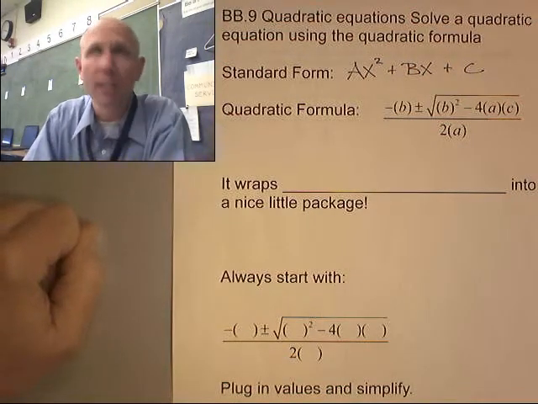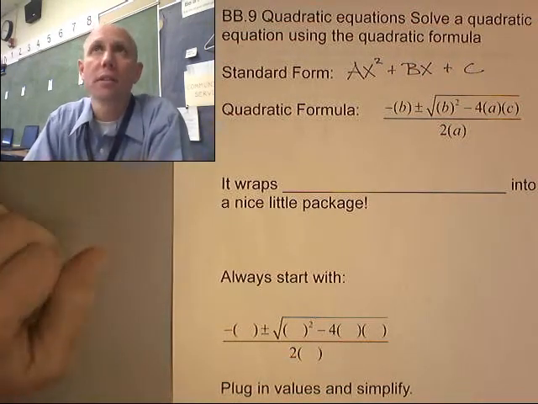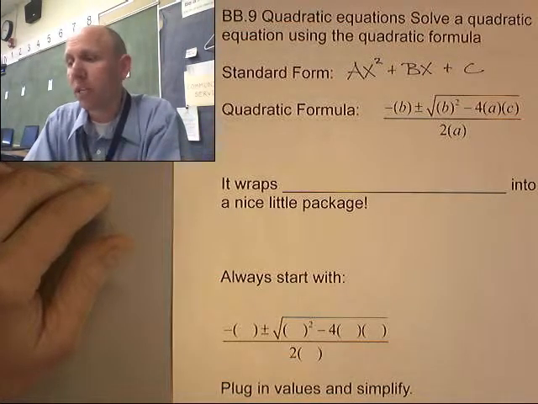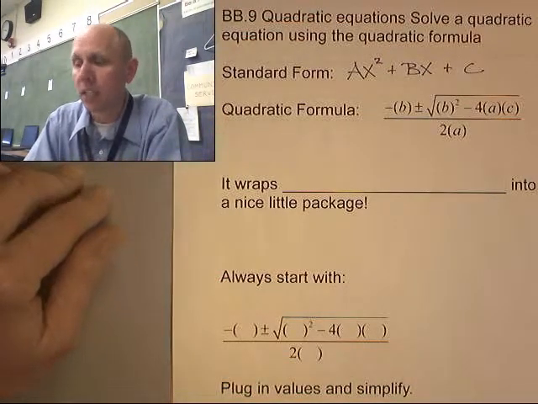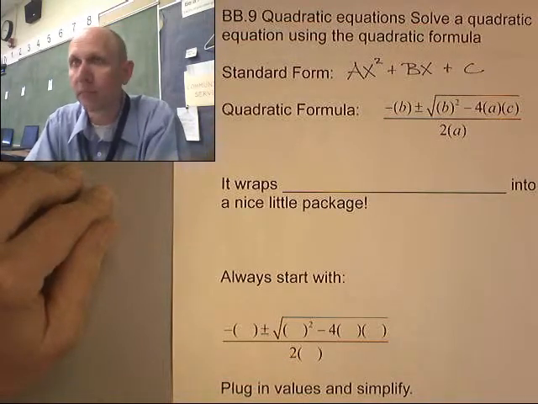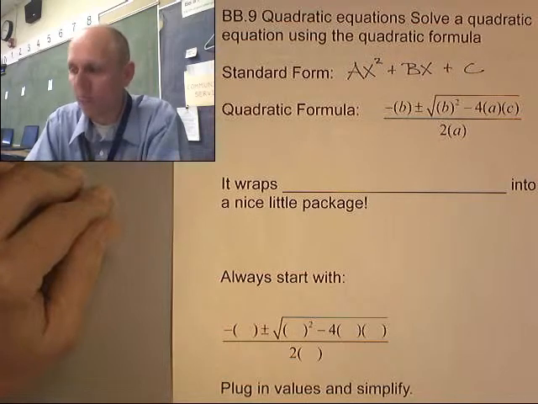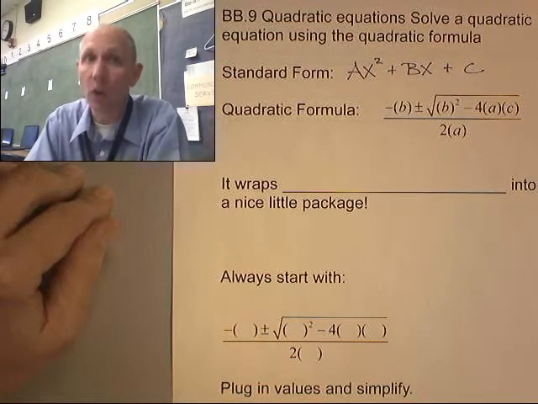There's a little song. It's to the tune of Pop Goes the Weasel. Negative b plus or minus the square root of b squared minus 4ac all over 2a.